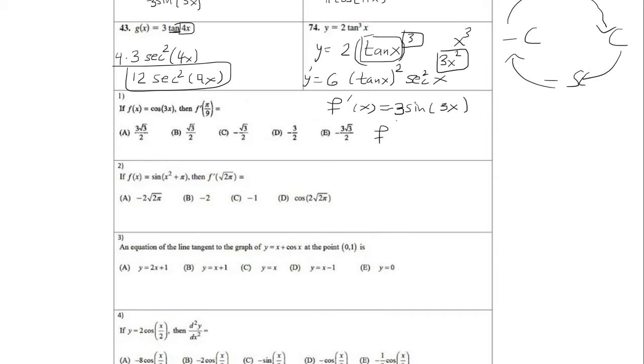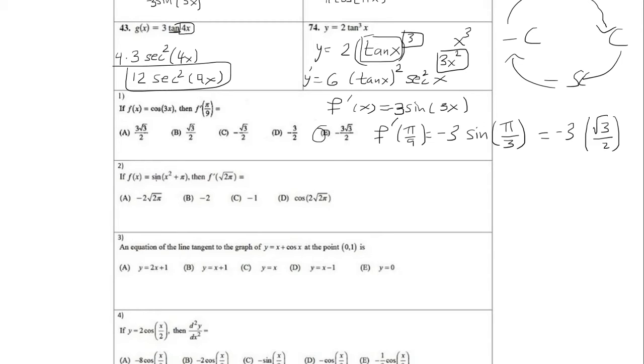And now we just need to plug in pi over 9. So that would be negative 3 sine of 3 times pi over 9 is pi over 3. So this will be negative 3 times root 3 over 2. And so the answer is E.